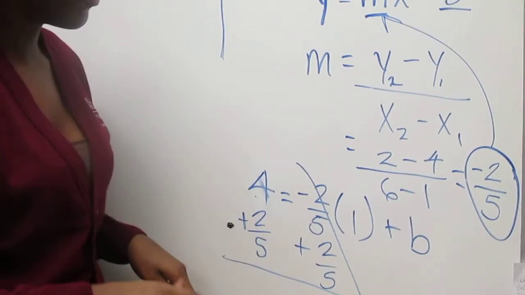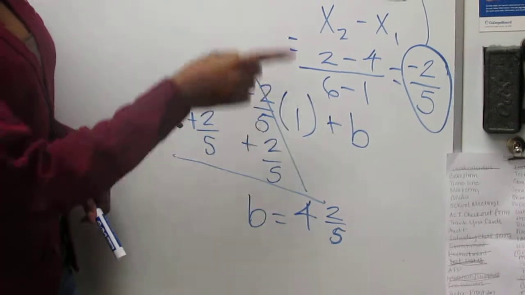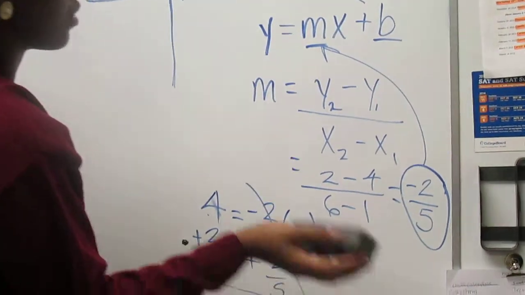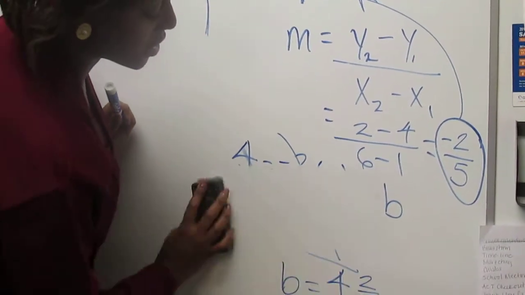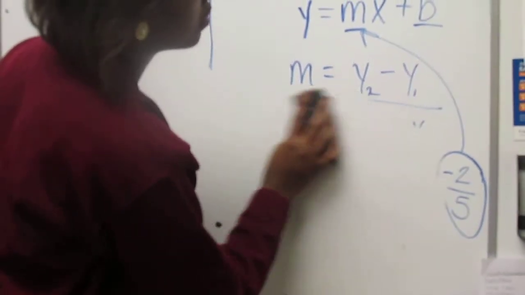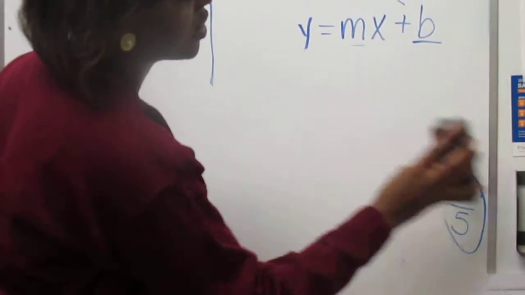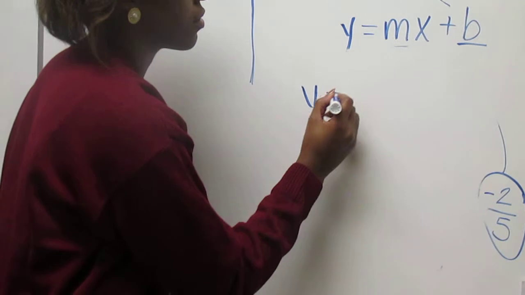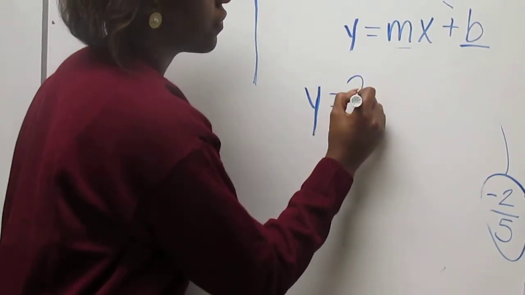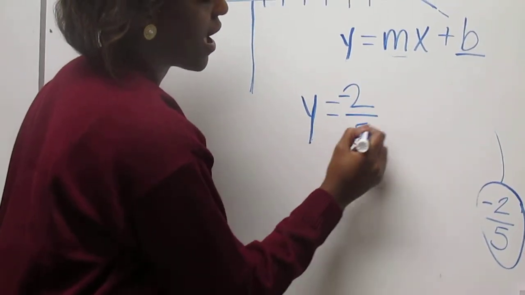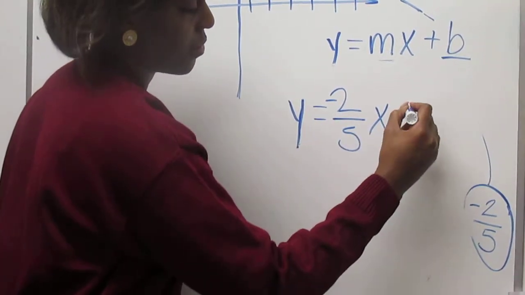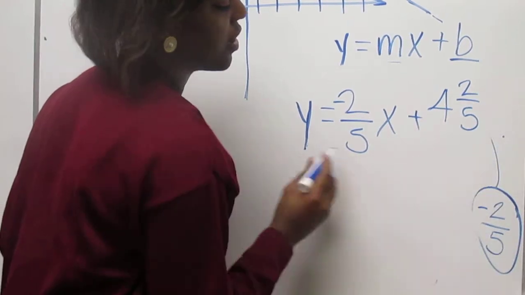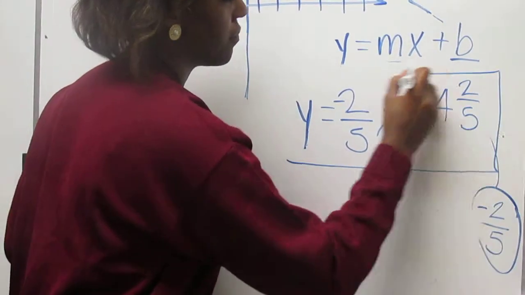So now, using b, we can plug this back into the equation and we can have a real equation. So I'm going to erase this and leave our slope there. So if we rewrote this equation, it would be y equals -2/5 x plus 4 2/5. And that would be our equation of the line.